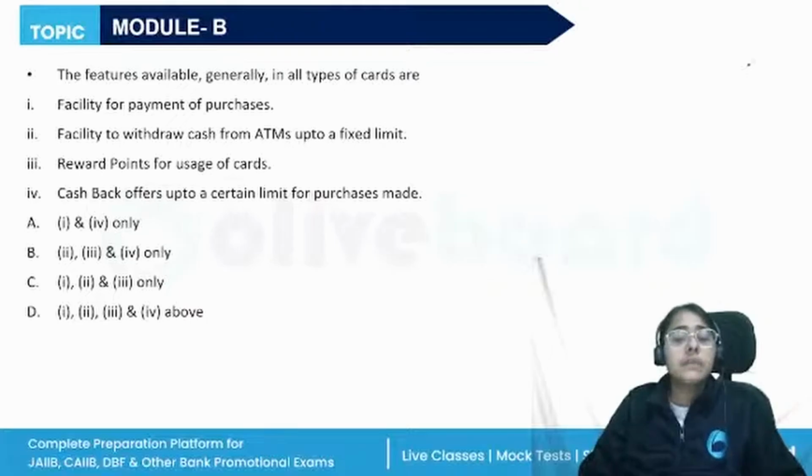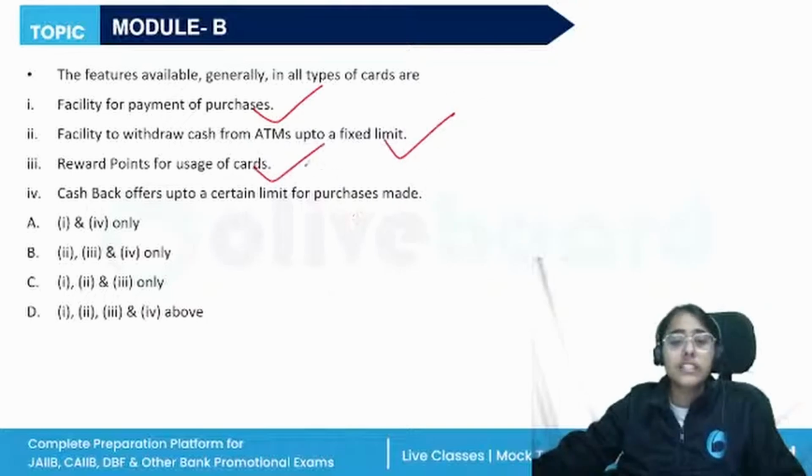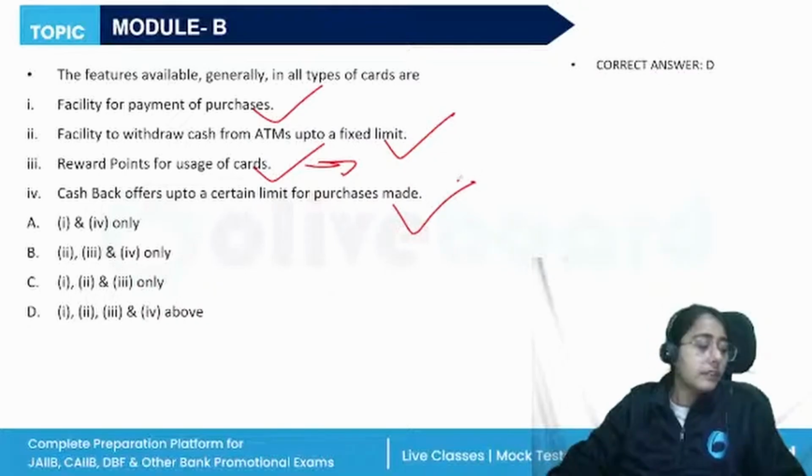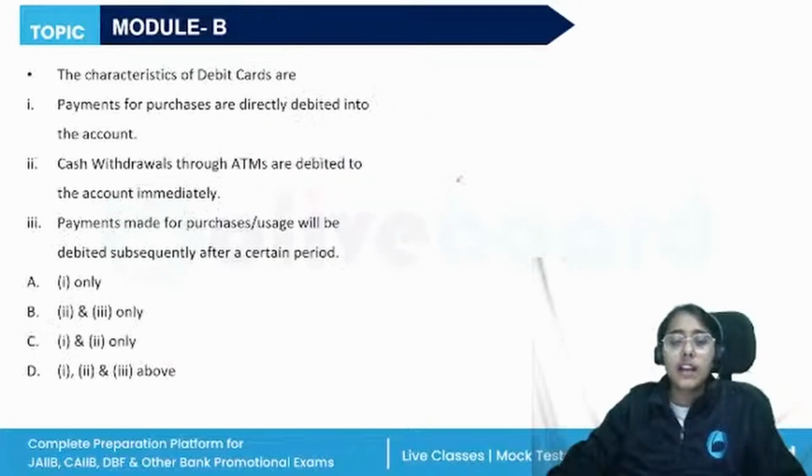The features available generally in all types of cards. Whether we are talking about any variant of the credit card or debit card, which features are generally available? Facility for payment of purchases. Yes. Facility to withdraw cash from the ATMs up to a fixed limit. Reward points for the usage of cards, which can be used at various locations. And cashback offers up to a certain limit. So, all of the above. These features are generally available in all the types of cards, the variants of the credit cards.